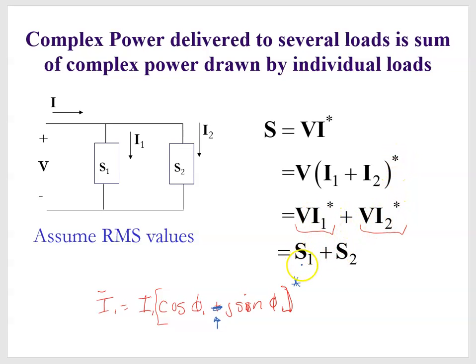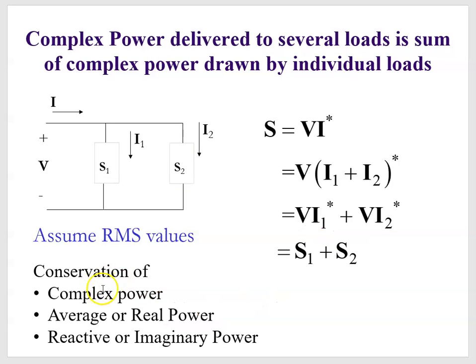So in fact, we can say that S is equal to S1 plus S2, and we have conservation of complex power. Again, we have conservation of complex power, conservation of average or real power, the real part of complex power, and conservation of reactive or imaginary power. We don't have conservation of apparent power, because that's the magnitude of our phasor. All right, we'll do some practice in the next video.